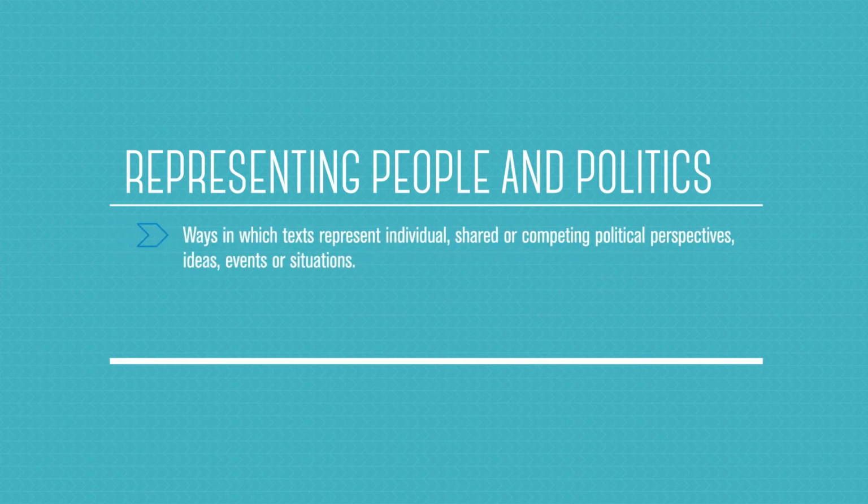So we have two electives in Module C. The first one is called Representing People and Politics. It looks at the ways in which texts represent individual, shared or competing political perspectives, ideas, events or situations. If we look at that carefully, political perspectives, ideas, events or situations, you can do it through any one of those lenses. In other words, the questions could ask any of those.